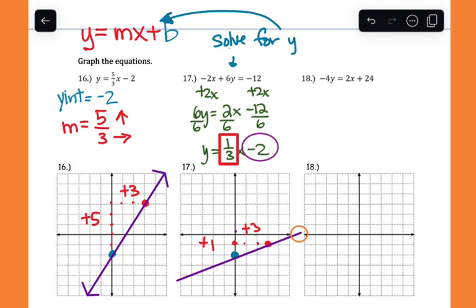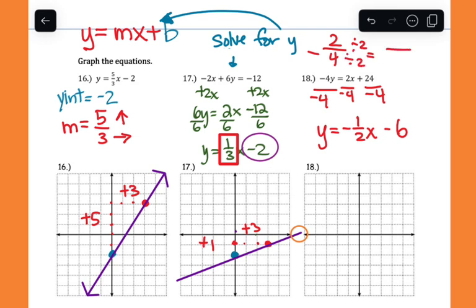All right, number 18, it's almost in y equals mx plus b. So rather than getting it in standard form and doing all that, I'm just going to divide everything by negative 4. And I get y equals negative 1/2 x minus 6. How did I get negative 1/2? Because negative 2 over 4 reduces to negative 1/2.